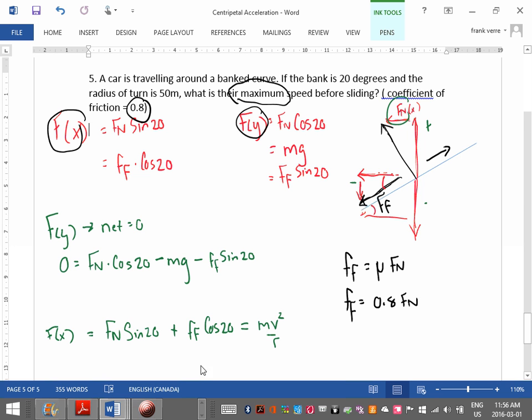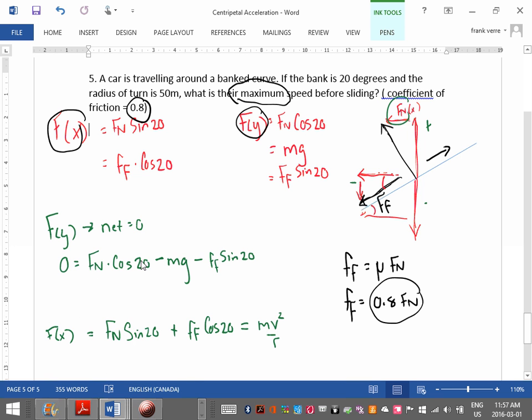So, why am I telling you this? Because if you look at these two equations, what do you notice? The problem is we have Fn and Ff. We have two unknowns, right? So, let's see if we can get it down to 1. So what I'm going to do is I'm going to substitute Ff for this. Because wherever I have Ff, I can substitute for Fn.